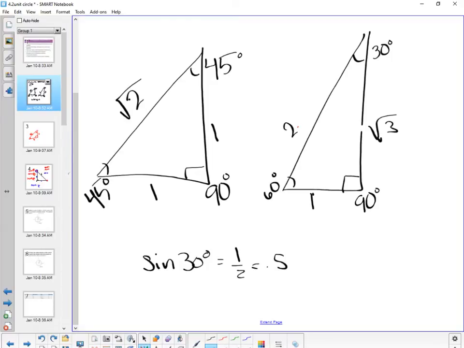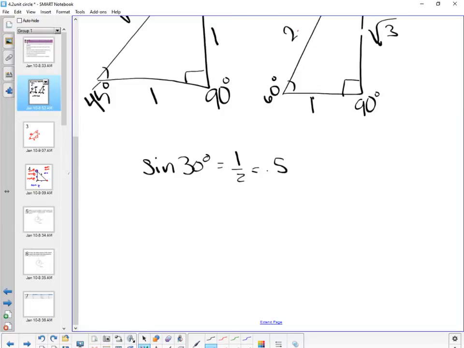Sarah, what if I asked you for the sine of 60 degrees? What would the sine of 60 degrees be? Don't do that. Square root of 3 over 2, not square root of 360.